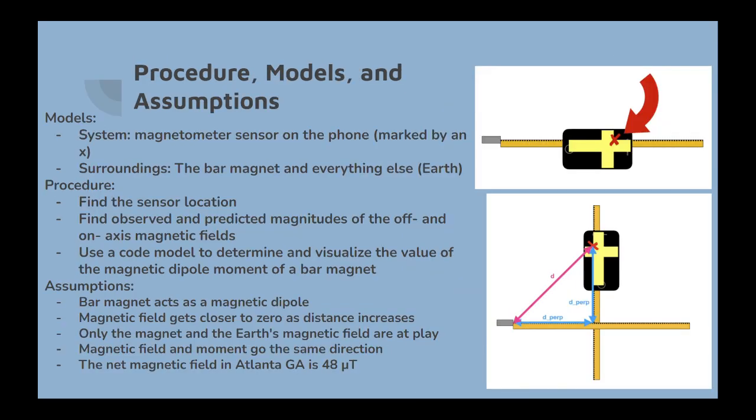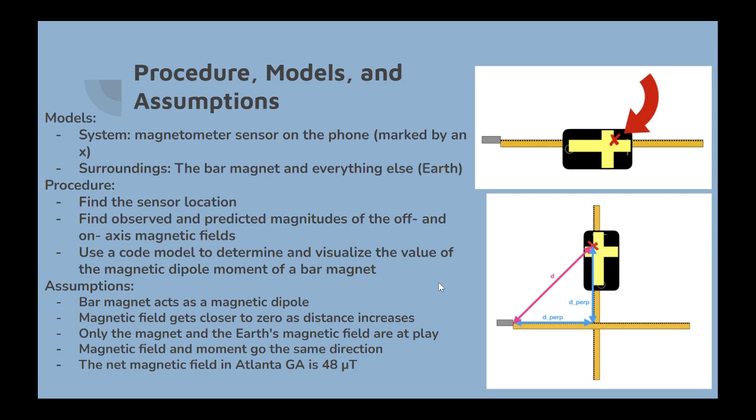Our model includes the magnetometer sensor as the system and the surroundings as everything else. Our procedure: we first have to find the sensor location. We find where the x-axis magnitude is 0 and mark that with tape, then find where the magnitude is 0 on the y-axis and mark that with tape, and the intersection in this corner right here is the sensor. Then we find the observed and predicted magnitudes of the off and on axis magnetic fields. This is the off-axis magnetic field, and this is the on-axis magnetic field.